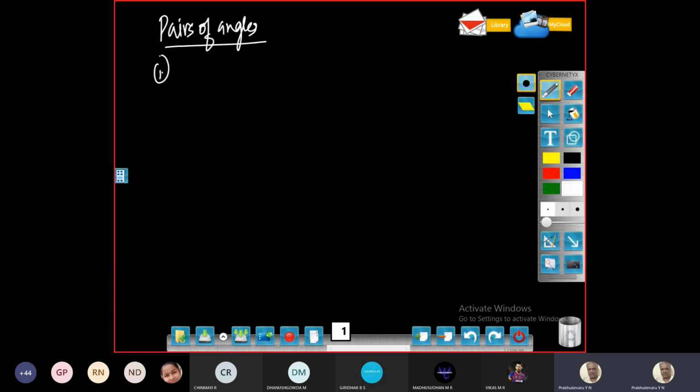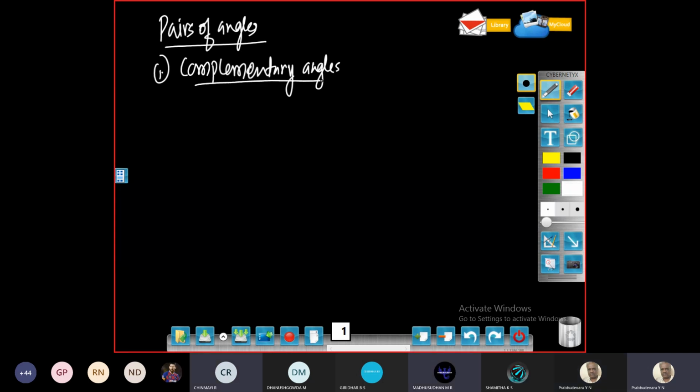The first type is complementary angles. Can you tell me what is the meaning of complementary angles? If the sum of two angles measures exactly 90 degrees, then they are called complementary angles.